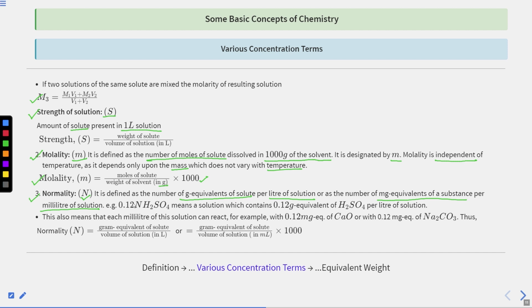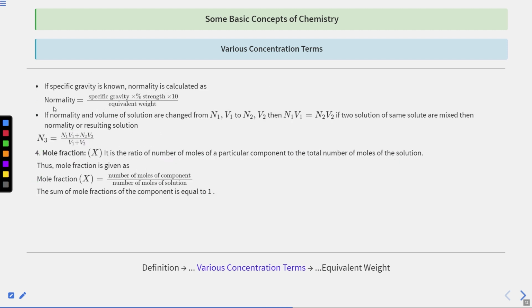For example, 0.12 normality of H2SO4 means a solution which contains 0.12 gram equivalent of H2SO4 per liter of solution. Okay, this also means that each milliliter of the solution can react, for example, with 0.12 milligram equivalent of calcium oxide or with 0.12 milligram equivalent of Na2CO3. Okay, so normality will be equal to gram equivalent of solute divided by volume of solution in liter, or gram equivalent of solute divided by volume of solution in milliliter multiplied by 1000.